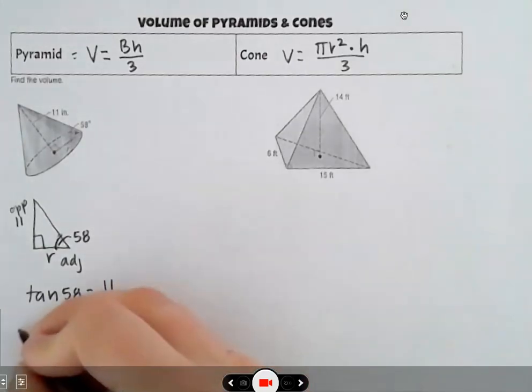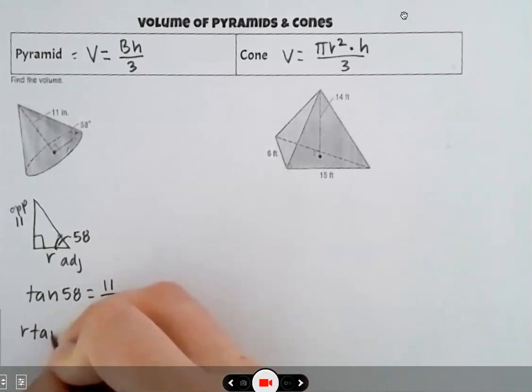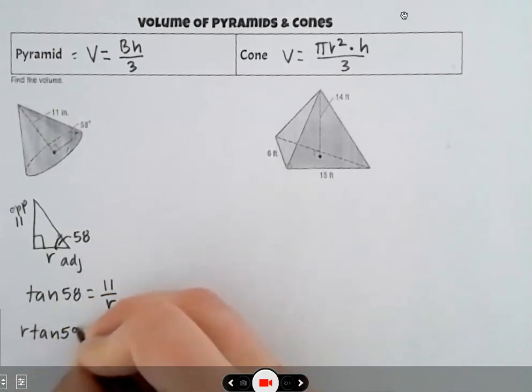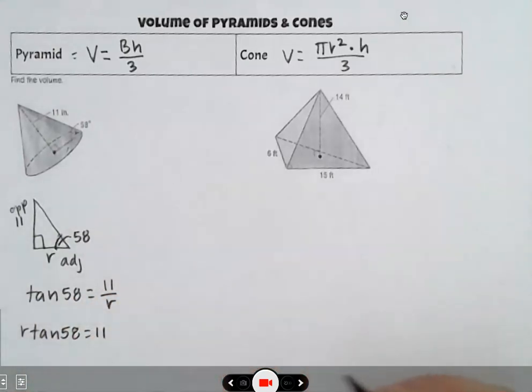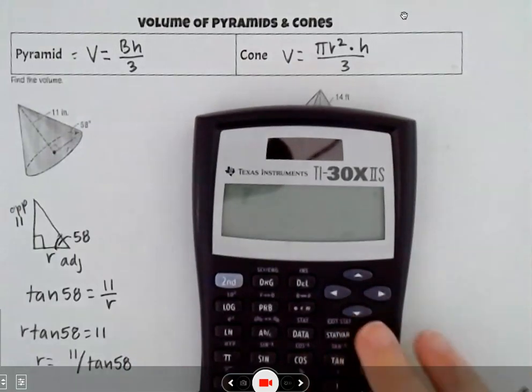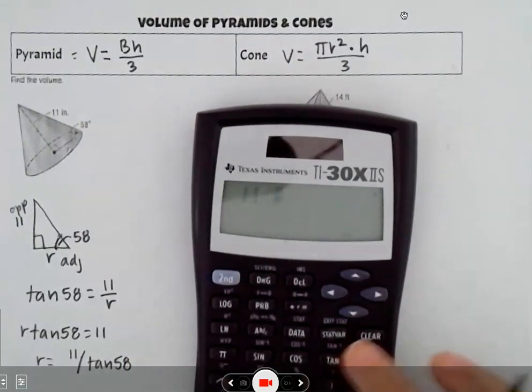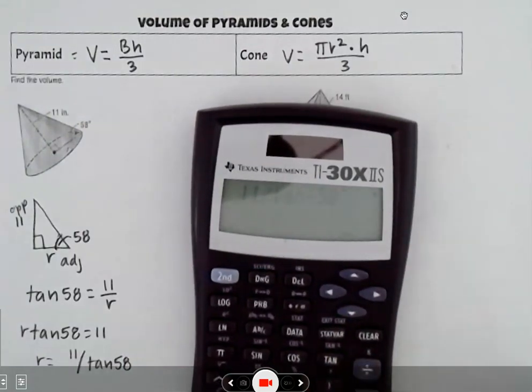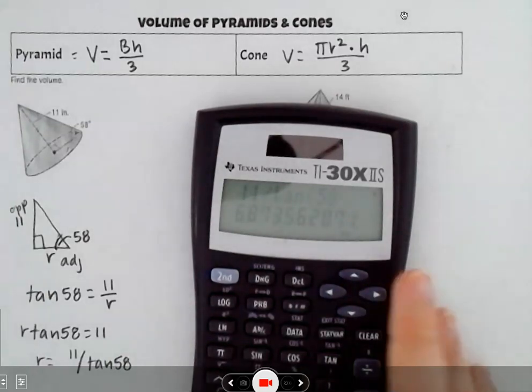Multiply both sides by r, so we have r tangent of 58 equals 11. And now we can divide out. r equals 11 divided by tangent 58. So on our calculator, 11 divided by tangent 58 is about 6.9 if we go to one decimal place.